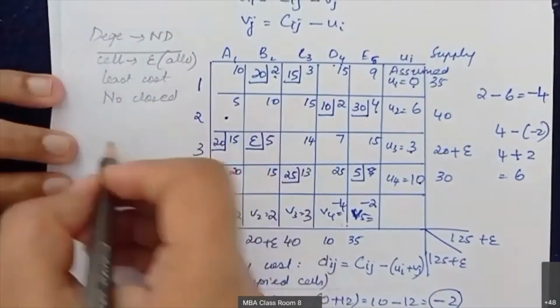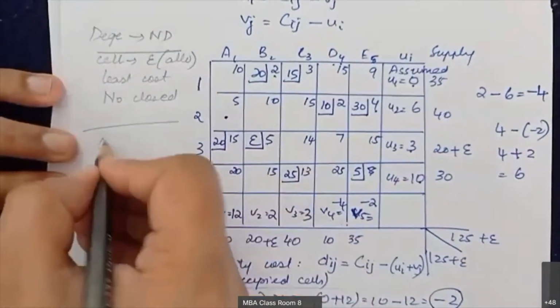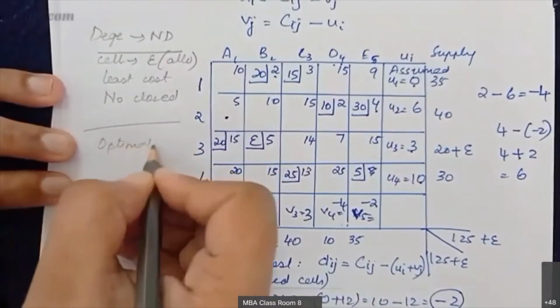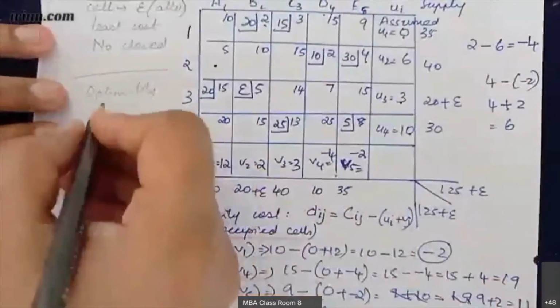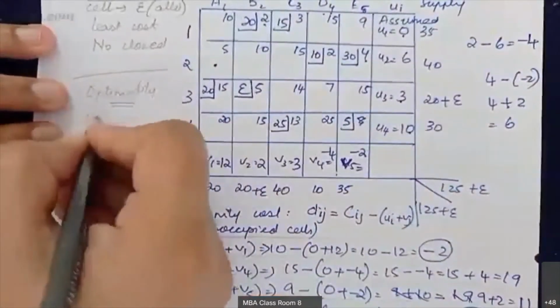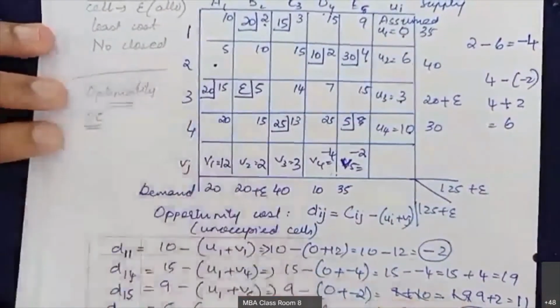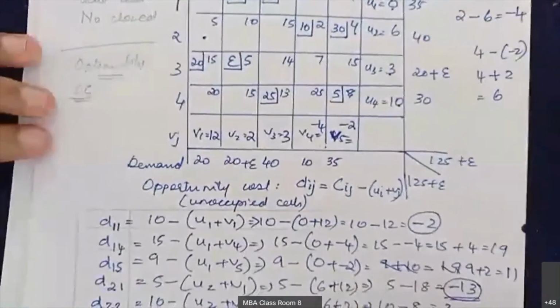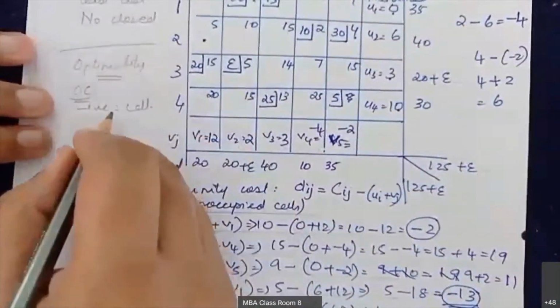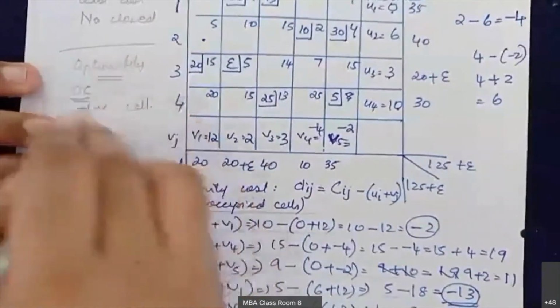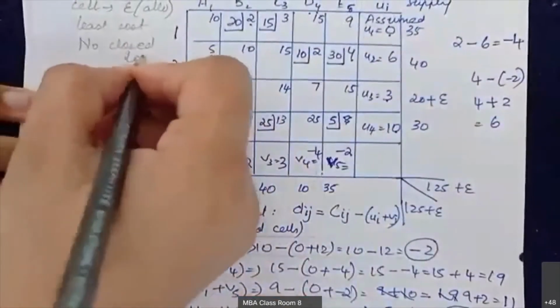Okay, but in this case, after checking the optimality, we are now checking the optimality, right? For checking the optimality, we checked the opportunity cost. After checking the opportunity cost, we got a cell that is negative. From that cell, we have to get a closed loop. Here we should get a closed loop. In the previous case, we should not get a closed loop.